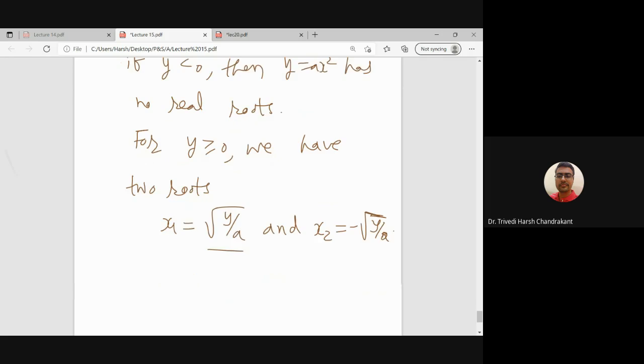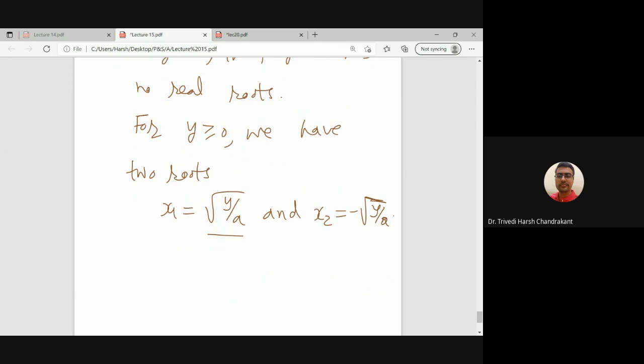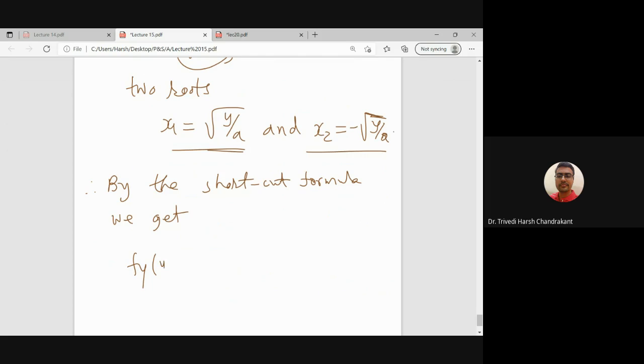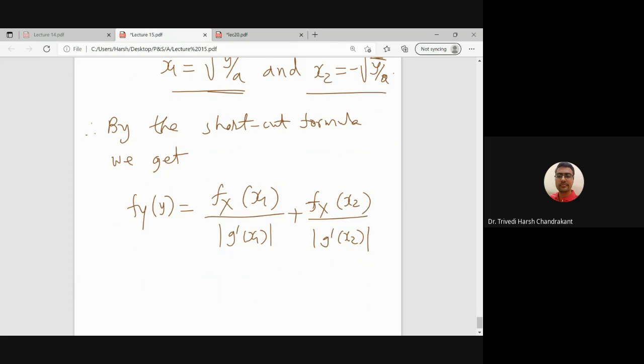So now we apply the shortcut method. Here we can see that corresponding to each y, we are getting two different roots. If it is 0, they are identical, but if it is positive, they are two different roots. So therefore, by the shortcut formula, we get f of capital Y at y is essentially, now we have two roots, x1 and x2. That means there will be two terms: fx at x1 divided by g dash at x1, plus fx at x2 divided by g dash at x2. So we have two roots. Now we can substitute it.